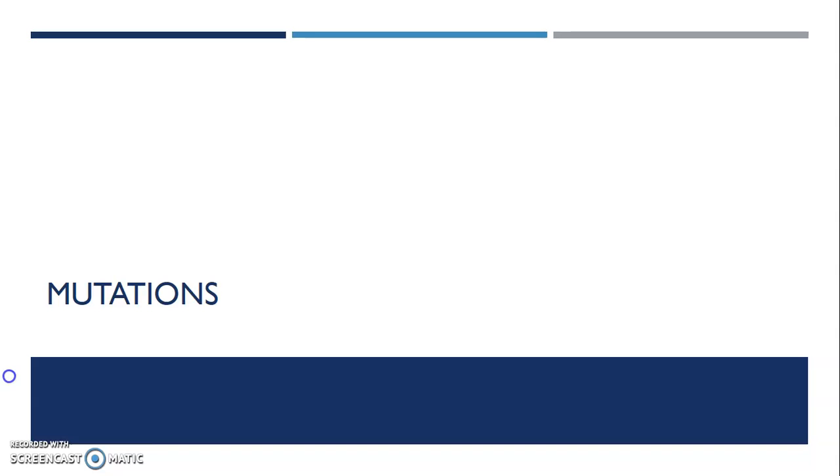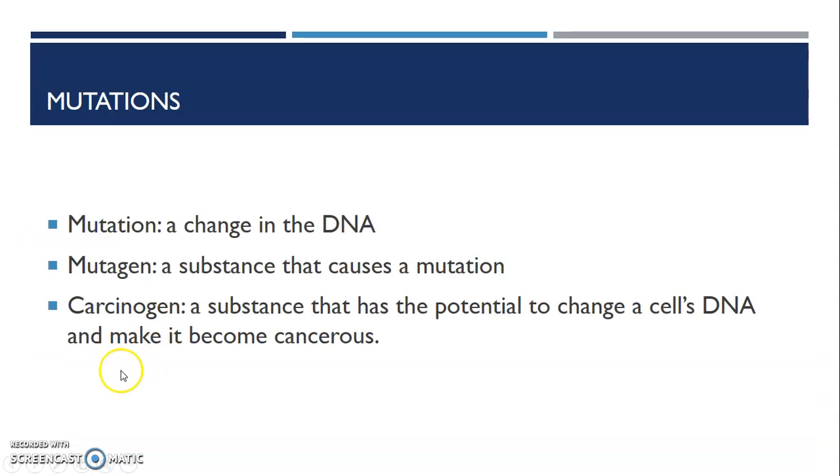So let's take a look at what a mutation is. A mutation is just basically any change in the DNA. So remember, our sequence is important to tell us the instructions for how to make the proteins for each gene. So different factors, either a mutagen or a carcinogen, can cause a change in that sequence of DNA.